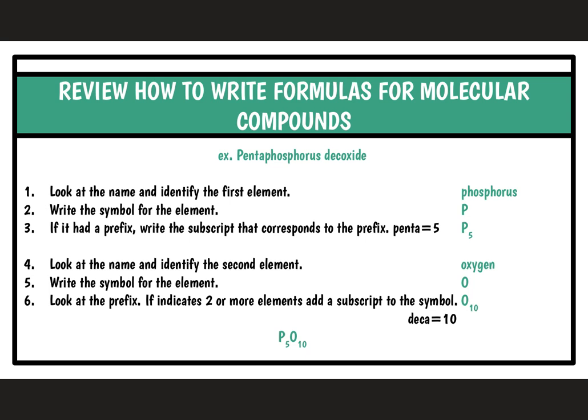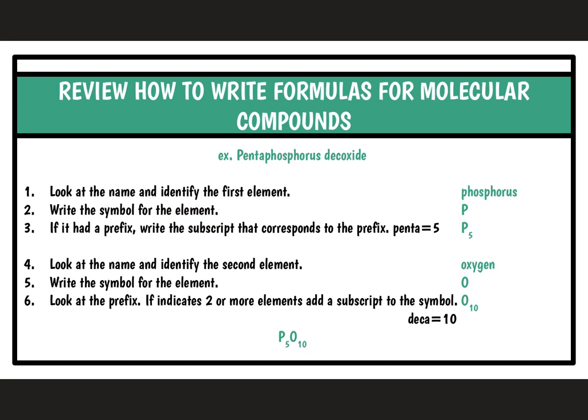And then writing the formulas for these, I love writing formulas for covalent compounds because you really just need to look at the prefix and the element's name, the other prefix, and then that second element's name. So in this case, we've got pentaphosphorus decoxide. Like I said, look at the name and identify the element. We can see from here it's phosphorus.